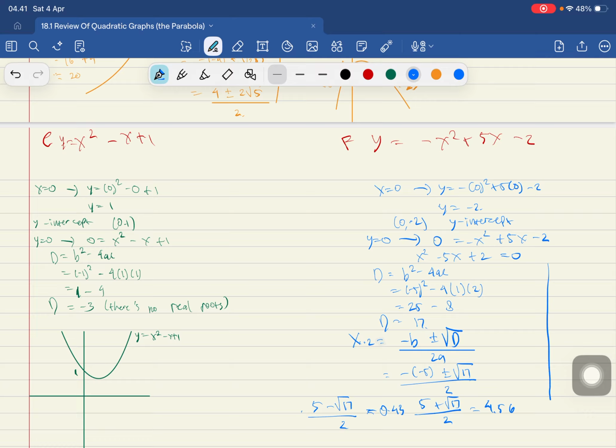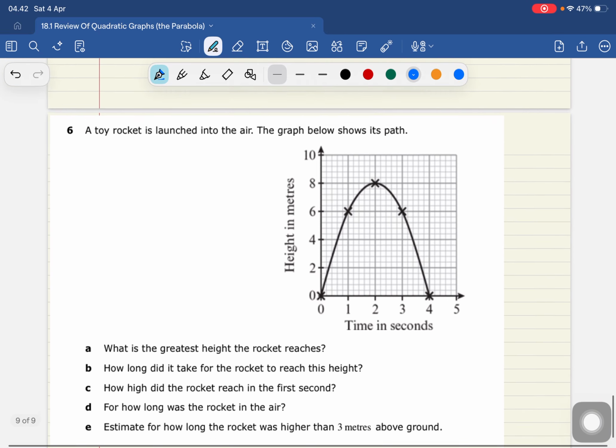Let me sketch it here. As the coefficient of x squared is negative, it's going to be going down. Okay, the y-intercept is negative 2, x is 0.43, and another one is 4.56. This is the graph of y equal to negative x squared plus 5x minus 2. Okay, let's continue for number 6.